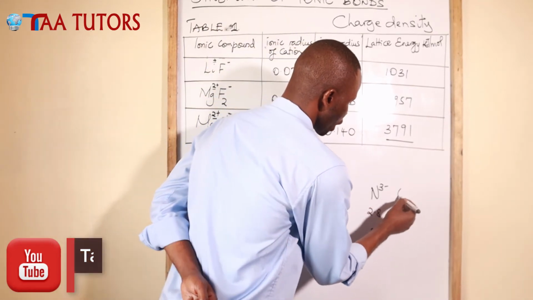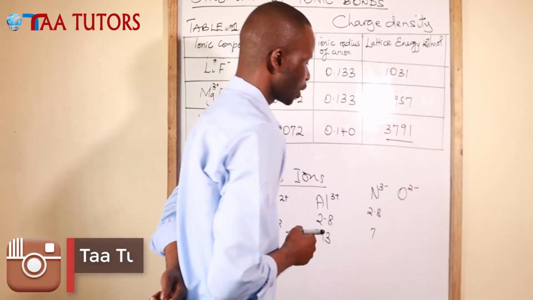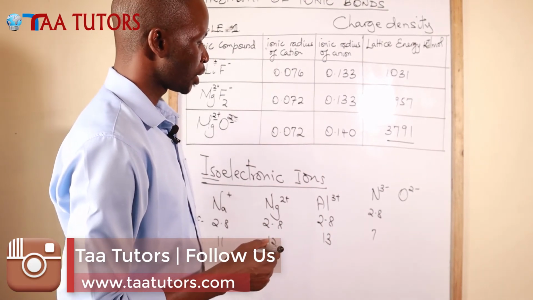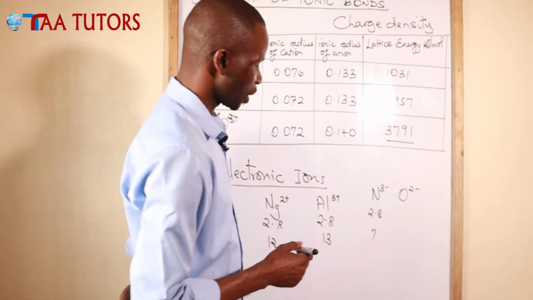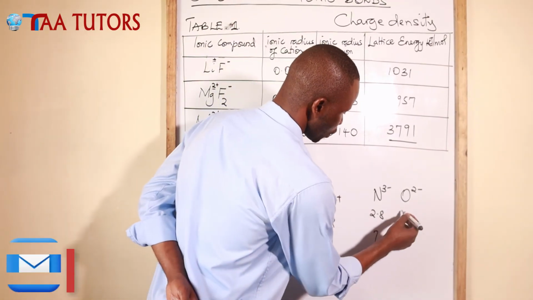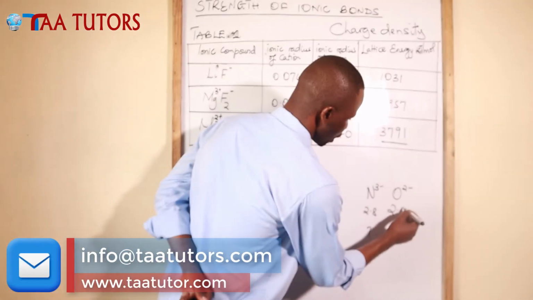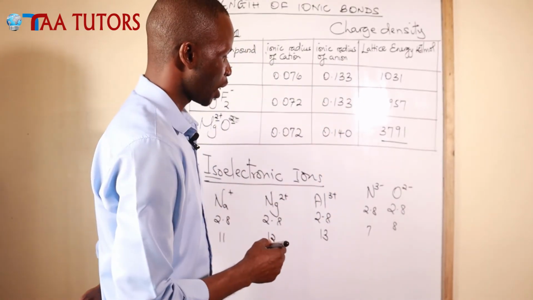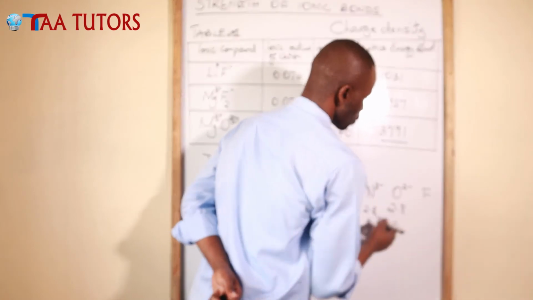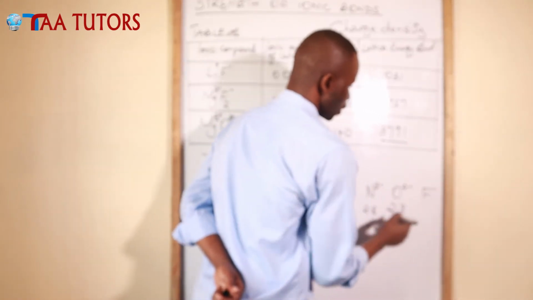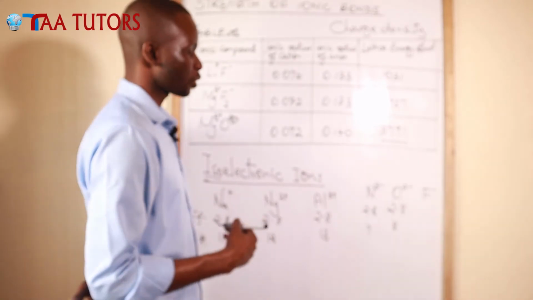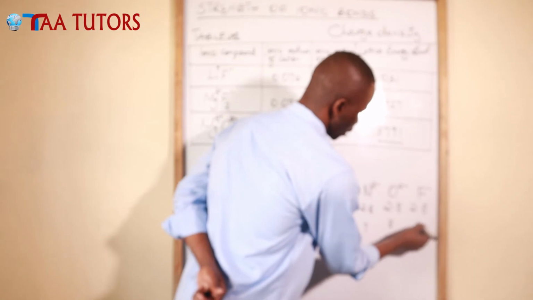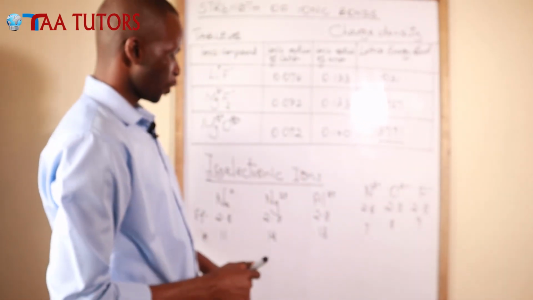When we come to oxide ion, oxygen is number 8 in the periodic table, sorry. That is 2, 6, so it will gain 2 electrons. That will be 10 electrons, that is 2, 8. The number of protons is 8. Then we have fluoride ion. Fluorine is number 9. So fluoride ion will be formed by gaining 1 electron, giving an electron arrangement of 2, 8 still. The number of protons is 9.